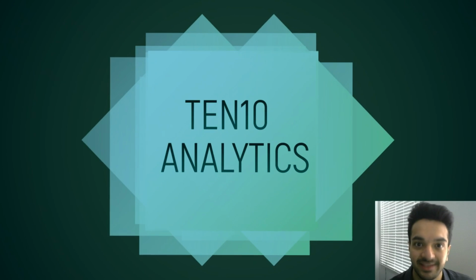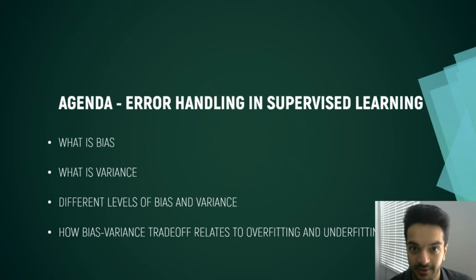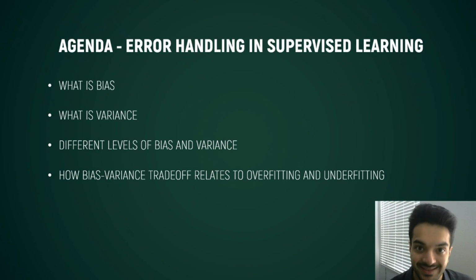Welcome to 1010 Analytics. In this video, we'll be talking about what is bias, what is variance, what the different levels of bias and variance look like, and how the bias-variance trade-off relates to overfitting and underfitting. And all of this is in relation to error handling in supervised learning.